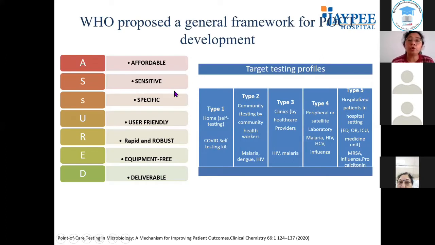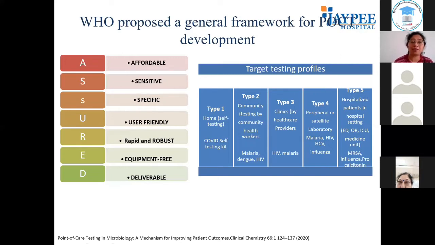The WHO proposed a general framework, because there were a lot of POCT tests, and we didn't know how they had to be designed. The biggest challenge in POCT tests is, even if you see in our market, and I'm sure you all work in the lab, lots of kits for each test. So to streamline that process, WHO came up with a term called ASSURED.